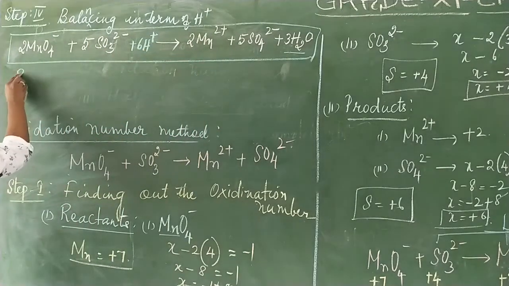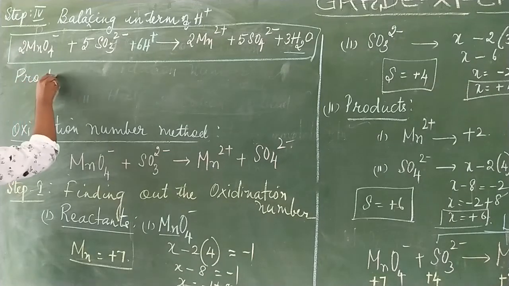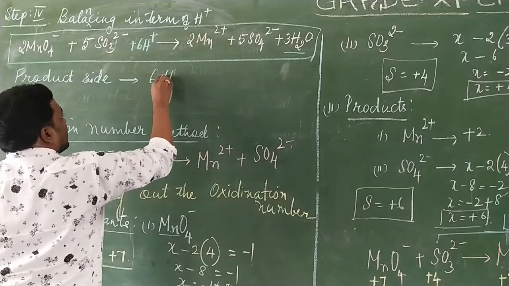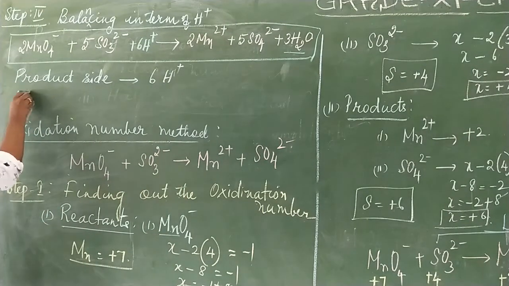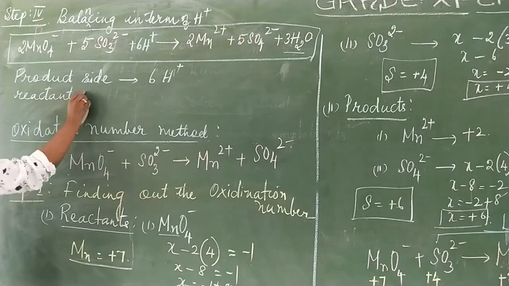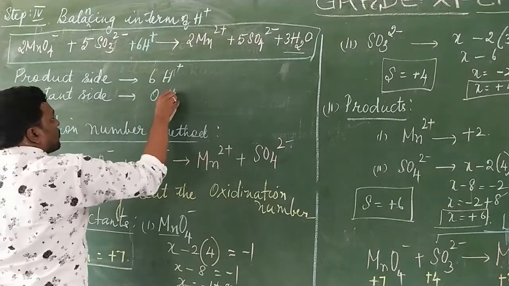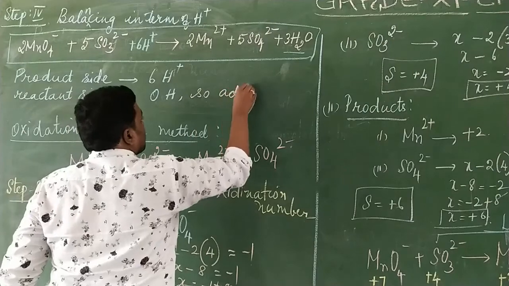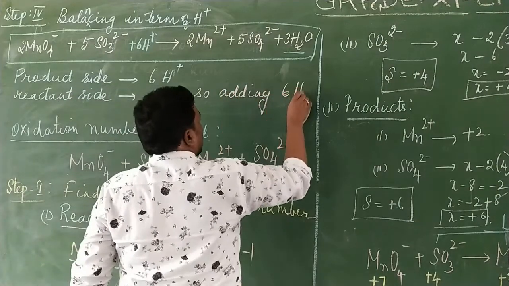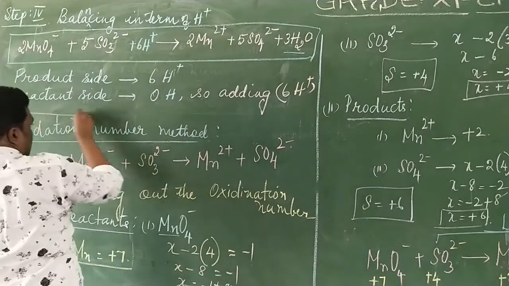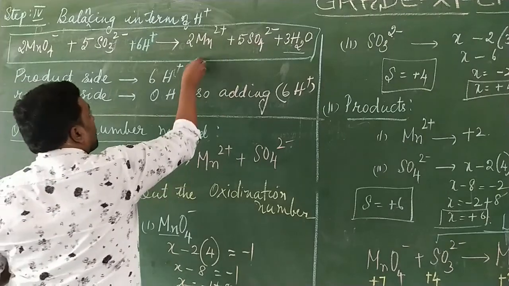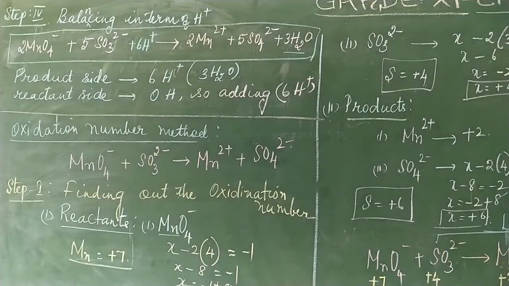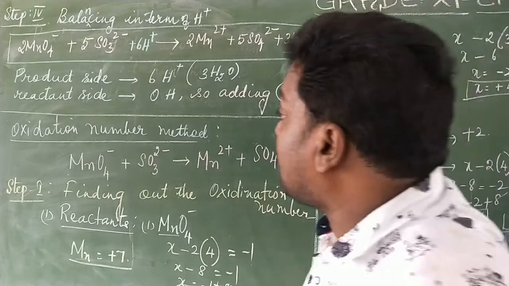So on the product side, six hydrogen is present. On the reactant side, the number of hydrogen will be 0. So now what am I doing? Adding 6H plus. So the equation has been balanced. The 6H plus is present in the form of 3H2O and 6H plus. Okay. So this is for balancing the redox reaction in terms of the oxidation number method.